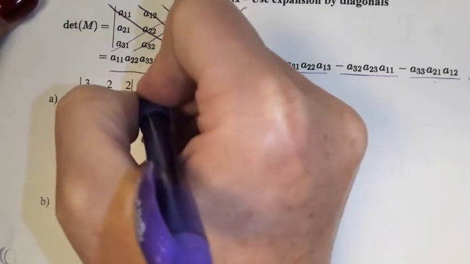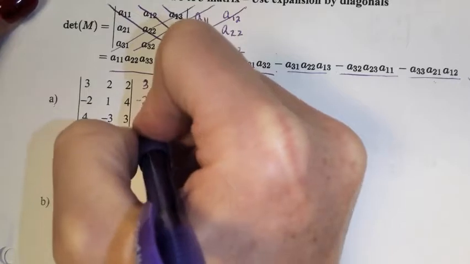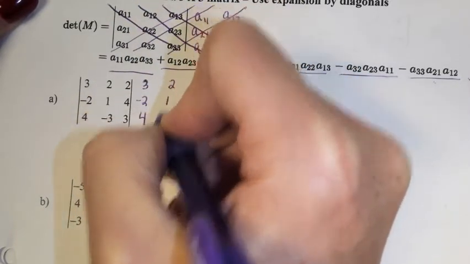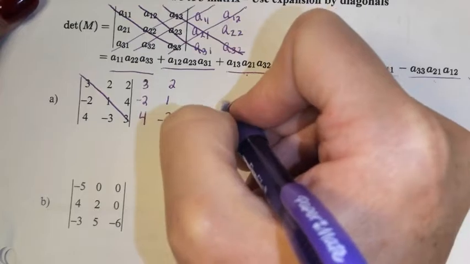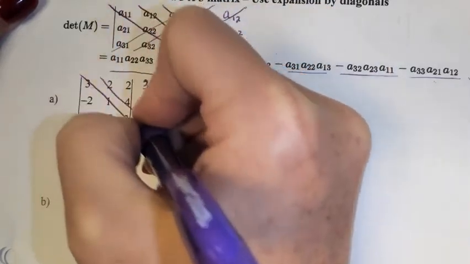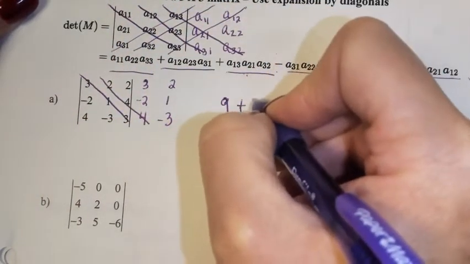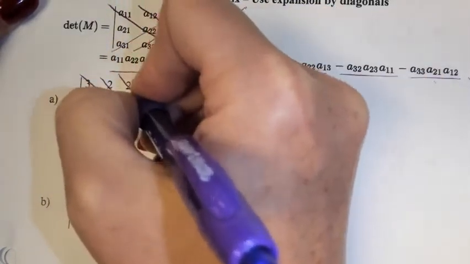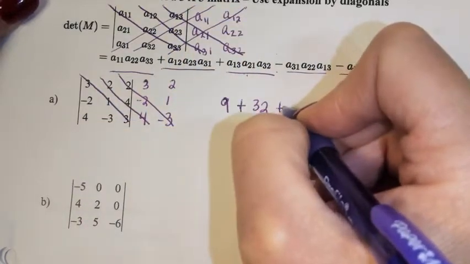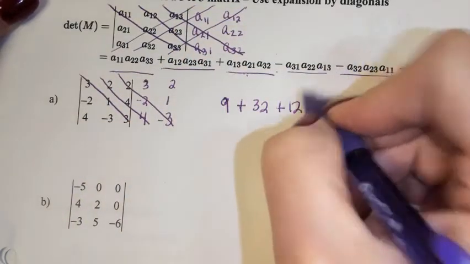So again, on this one, first we have to rewrite those first 2 columns. After we rewrite the columns, we're going to go forward. Now we're multiplying all of those together, we get 9. Multiplying all of those together, we're going to get 32. Multiplying all of those together, and we're going to get 12.